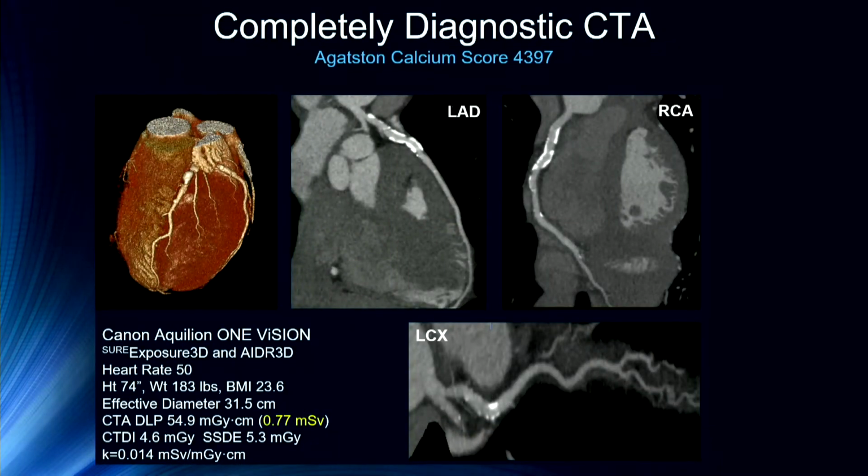So this is going to be a nightmare case. This is a patient who has a calcium score of over 4,000. Some people, if the calcium score is more than 1,000, may stop. In my practice, I'm not scared of calcium. Every patient, if it's clinically ordered, we will proceed with a contrast evaluation. And here's an example. Very high calcium score, but the images are completely interpretable. And I'll just note that this was a sub-millisievert scan as well.